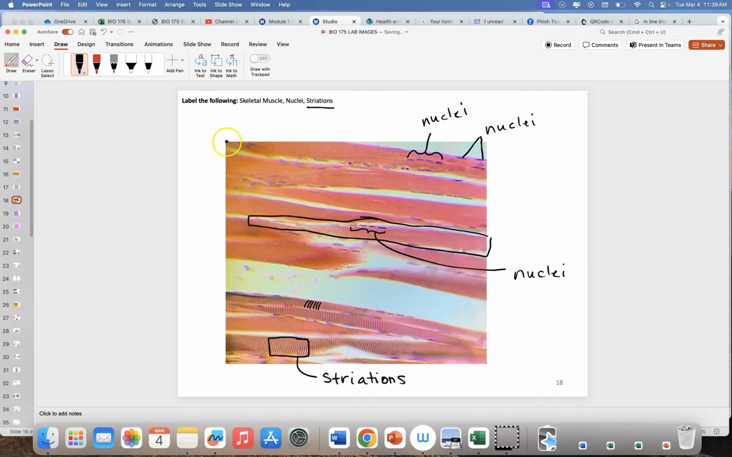This entire picture here, pretty much everything I have in these little brackets would be considered to be that skeletal muscle.